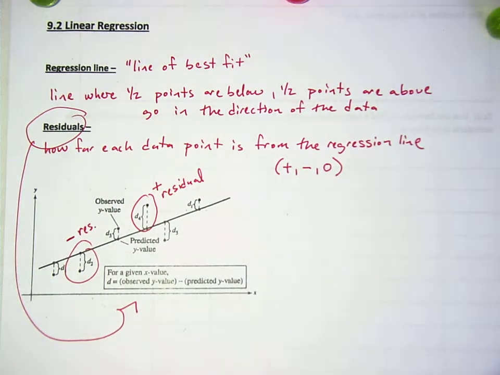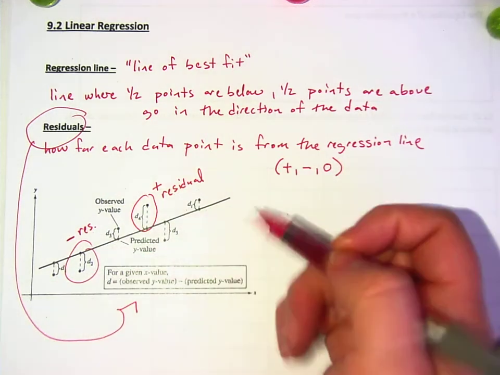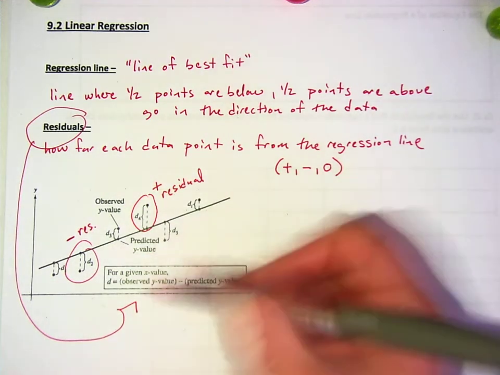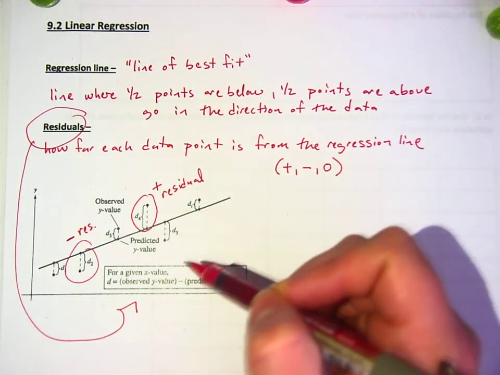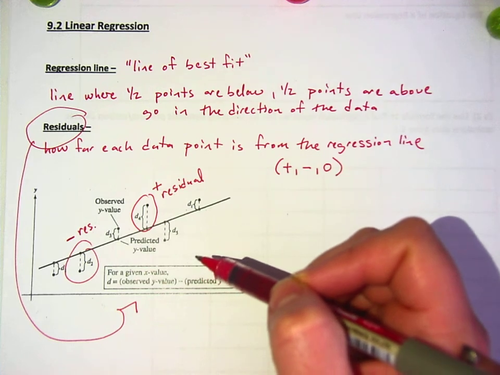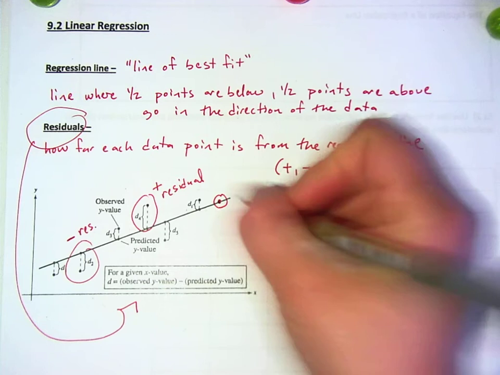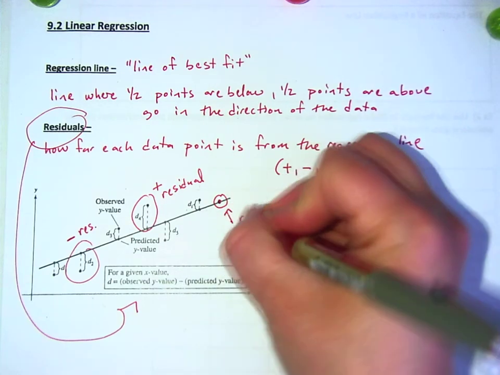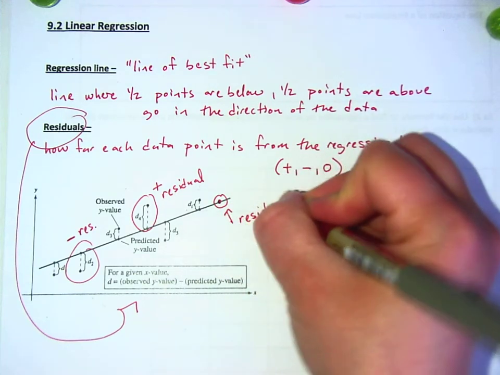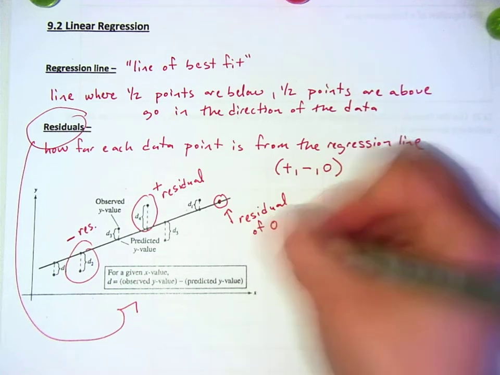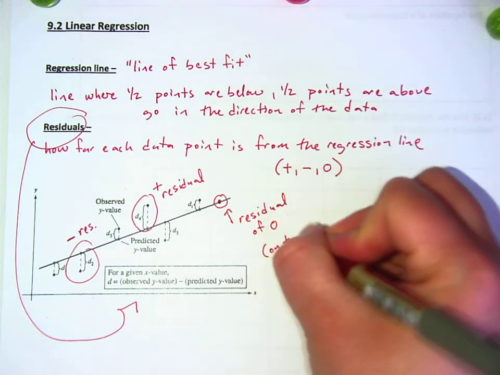What would the residual be like if it was 0? Where would it be on the line? There's actually not an example of it on here. We'd have to draw it on. What do you think it would look like? Yes, it'd be exactly on the line. So draw one that's exactly on the line, and that would have a residual of 0 if it's on the line.